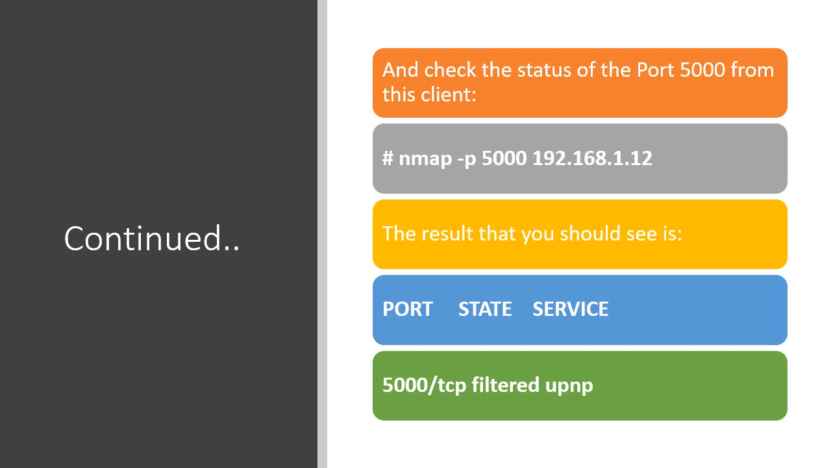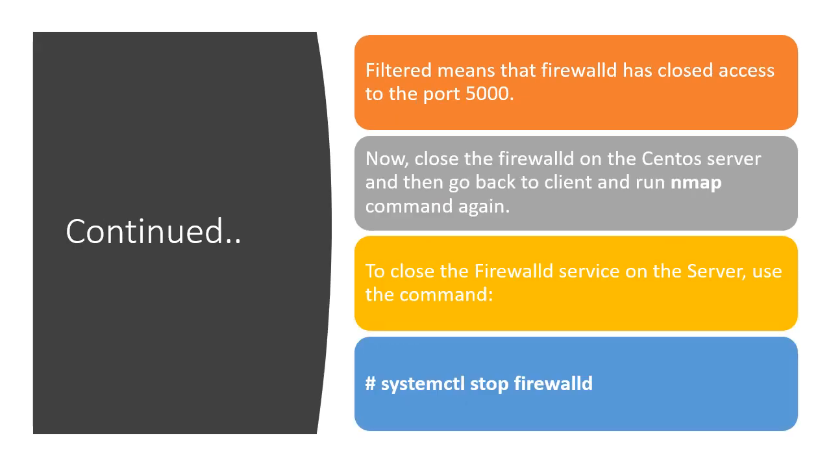nmap -p 5000 192.168.1.12, which in this case is of course the IP address of the server where you are running the nc command, which is trying to listen for client requests. The result that you see is 5000/tcp filtered, which means that the firewall is blocking the client from connecting to the server. Filtered means that firewalld has closed access to port 5000.